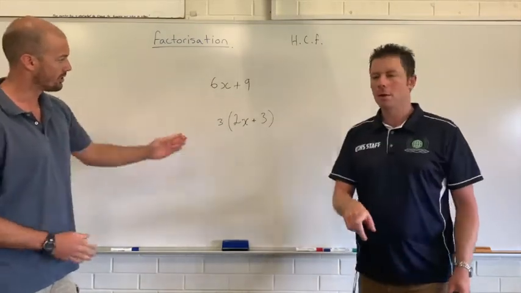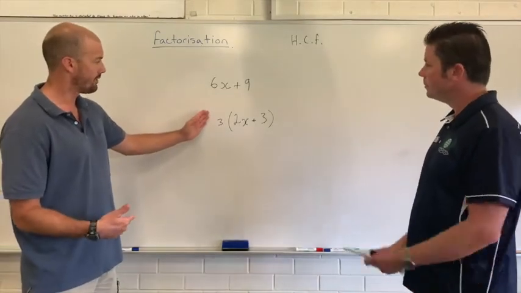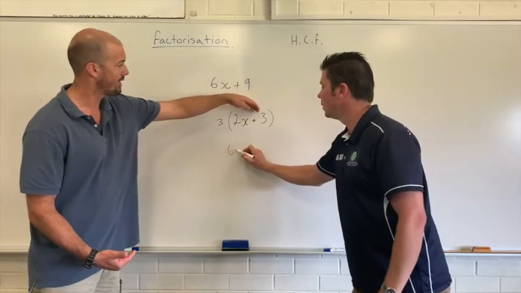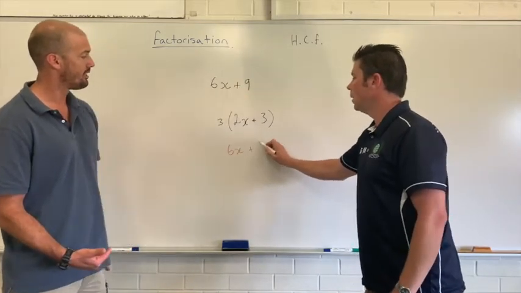Linking it to the last video: 3 times 2x is 6x, and 3 times positive 3 is positive 9. And we're back to where we started.